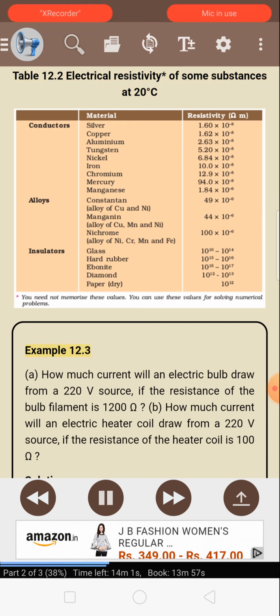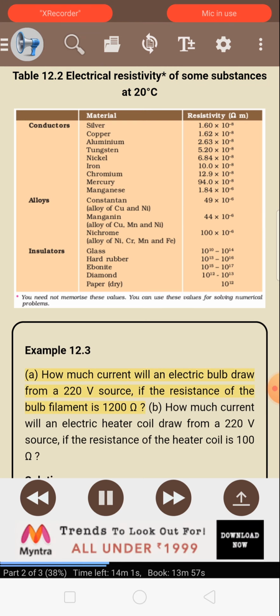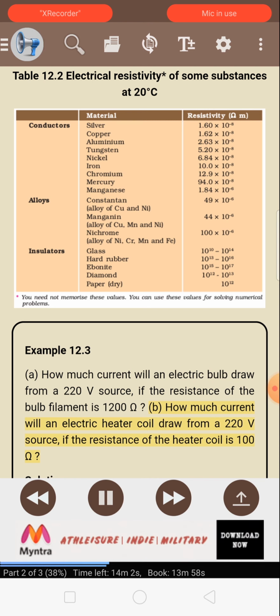Example 12.3. (a) How much current will an electric bulb draw from a 220 volt source if the resistance of the bulb filament is 1200 ohms? (b) How much current will an electric heater coil draw from a 220 volt source if the resistance of the heater coil is 100 ohms?